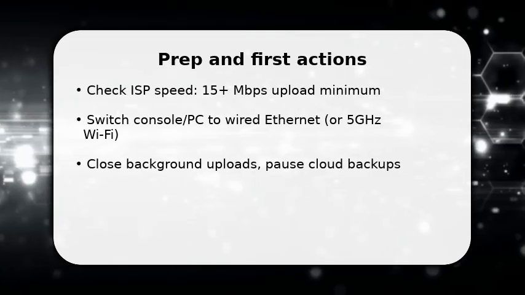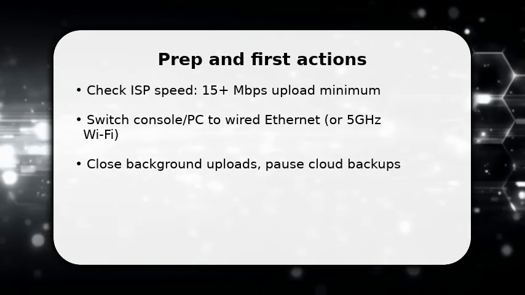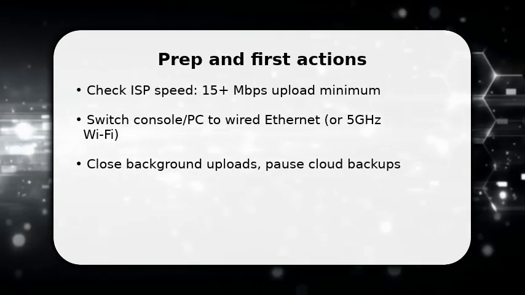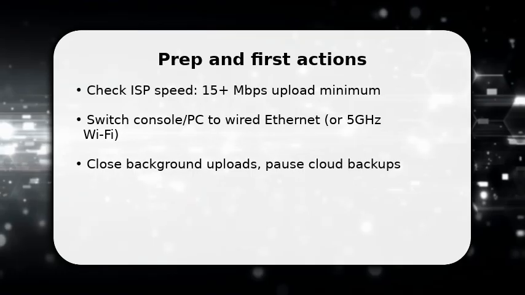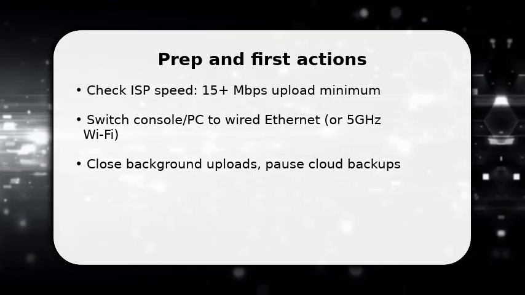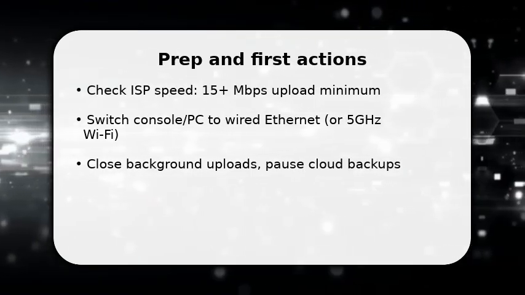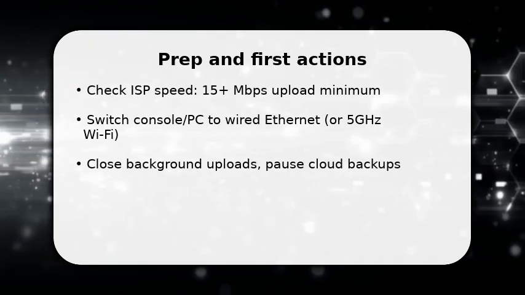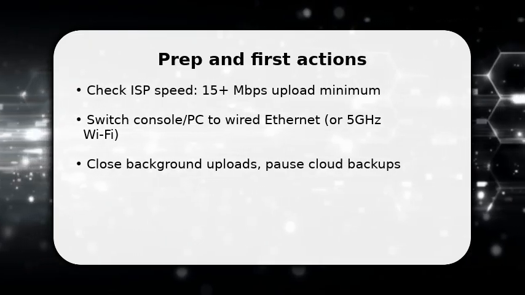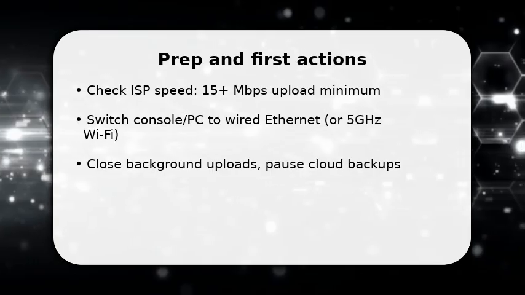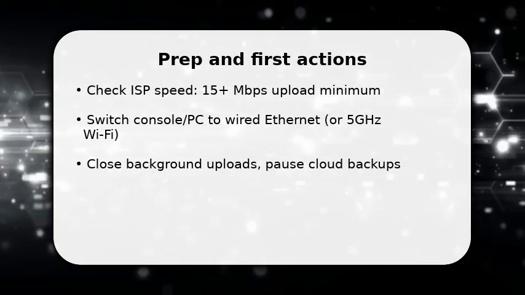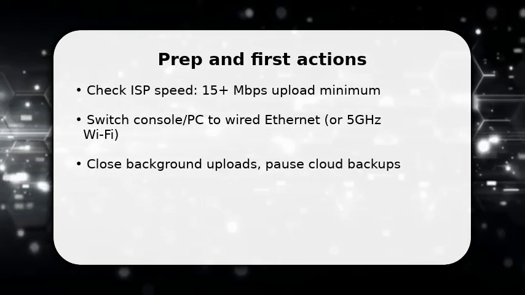You start by confirming the essentials. Run a quick speed test and ensure you have at least 15 Mbps upload. This affects quality directly. Next, plug your streaming device into wired Ethernet or move it onto a clear 5 GHz band to reduce interference. Once done, close background uploads and pause cloud backups so bandwidth is free for remote play.